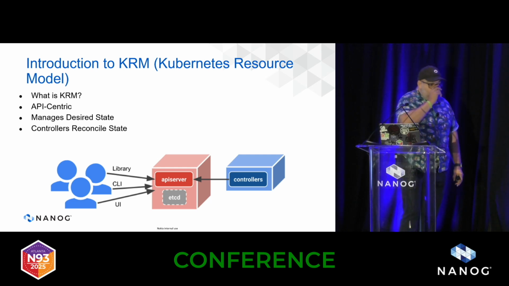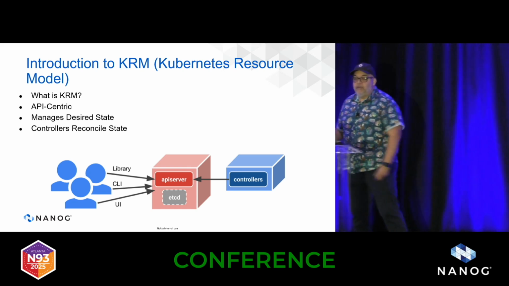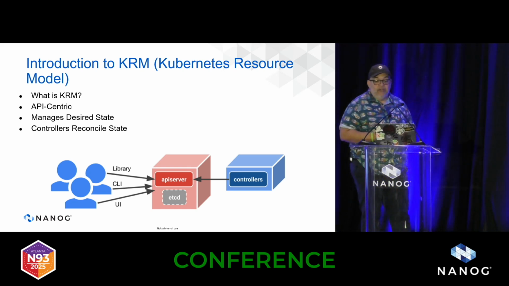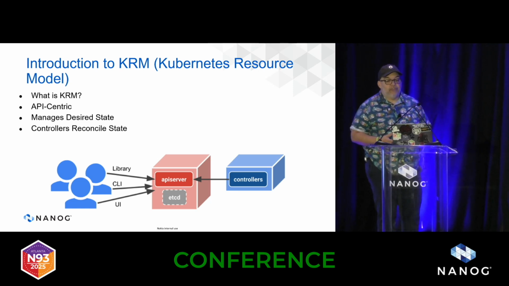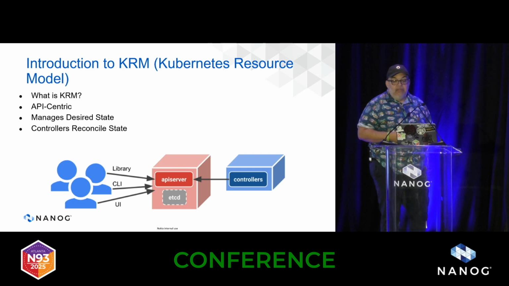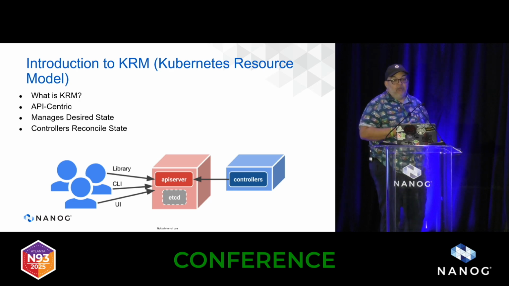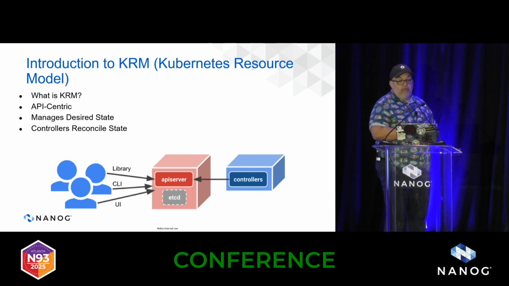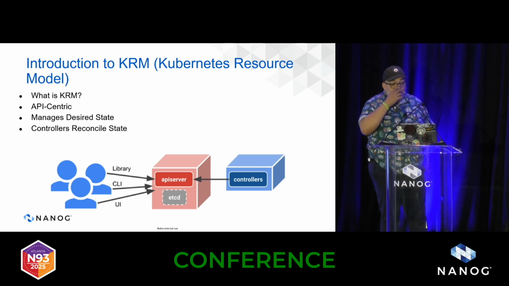So let's talk a little bit about the KRM, or Kubernetes Resource Model. So what is KRM? KRM is how Kubernetes manages all its objects, using APIs to define resources and their desired states. As we mentioned before, it follows a declarative approach, meaning that you specify what you want, either through a YAML or a JSON file, and Kubernetes ensures that the actual state matches what the intent is.